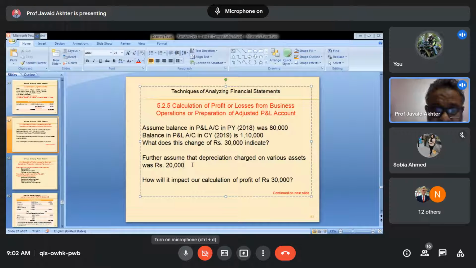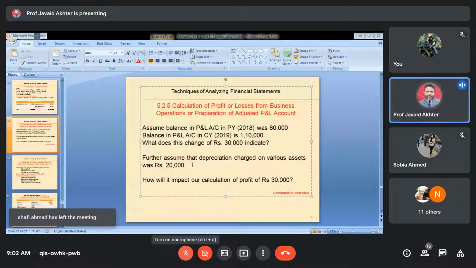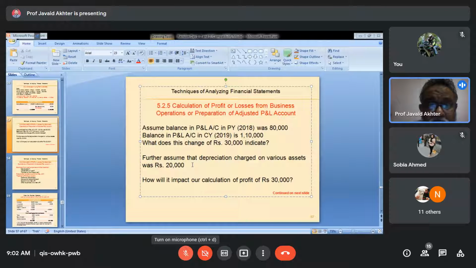When you charge depreciation, there is no outflow of funds. It is only a book entry. We call it a non-cash expense. So this figure of rupees 20,000 should be added back. Why should it be added back? Because there was no outflow.